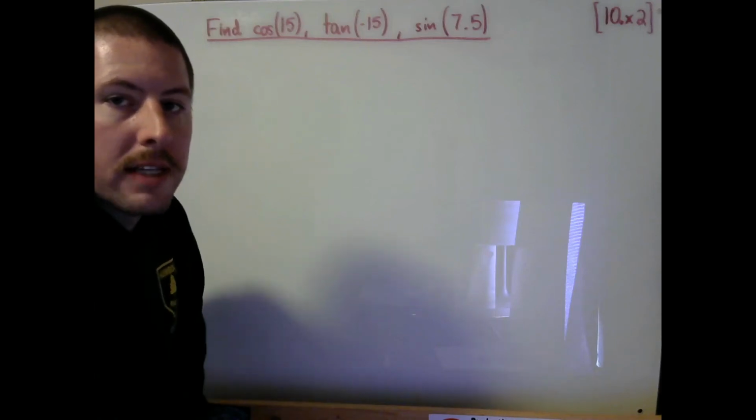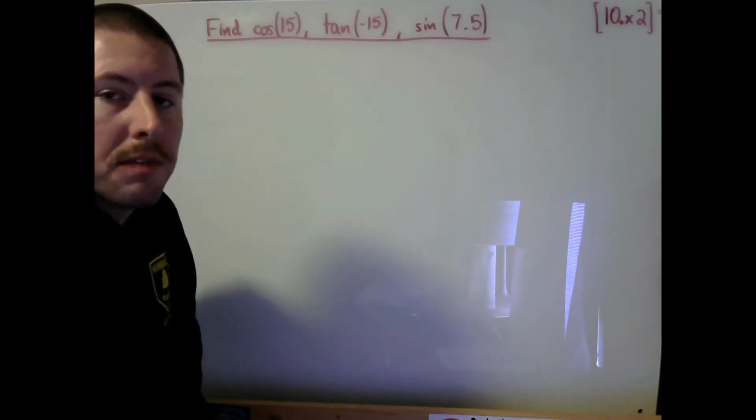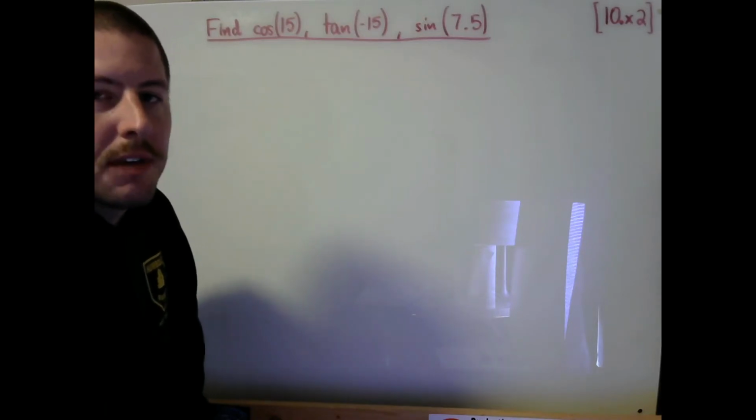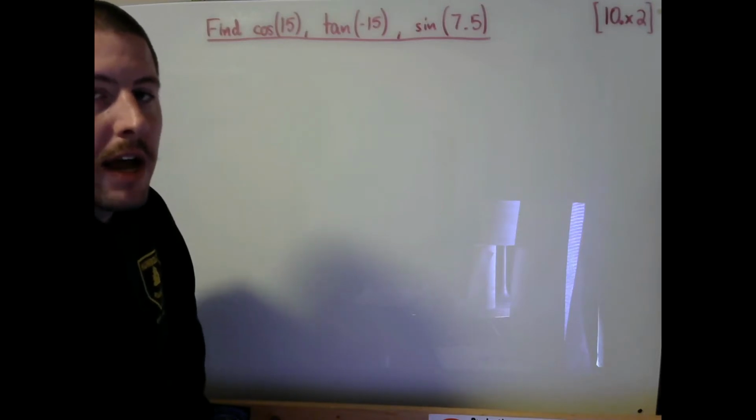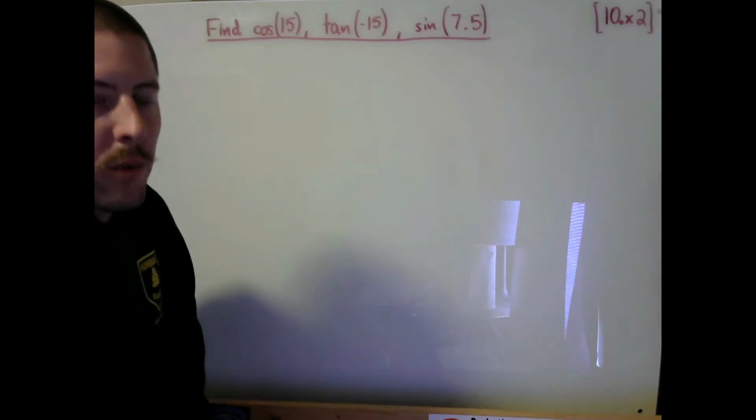Let's take a look at week 10, example 2. In this example, we're being asked to find the cosine of 15 degrees, the tangent of negative 15 degrees, and the sine of 7.5 degrees. While none of these are angles for which we directly know our trig values, they're all closely related to some angles for which we know our trig values, so we can use our identities to get the rest of the way.